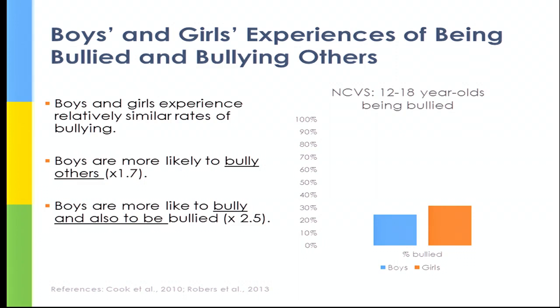However, in the meta-analysis, boys were almost twice as likely as girls to bully others, and were about 2.5 times as likely to be the bully victims, to both bully others and be bullied.